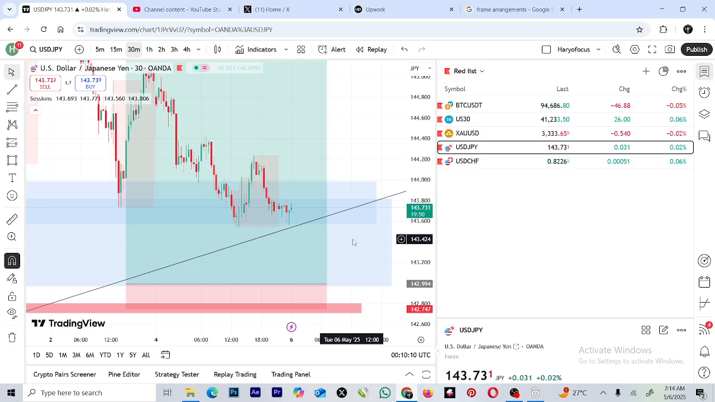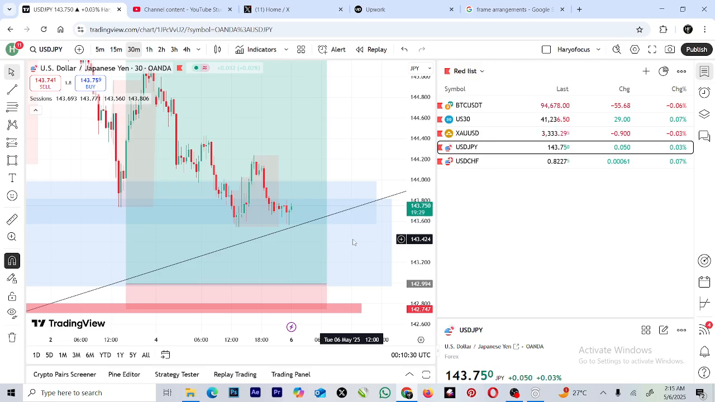Support and resistance. As we all know, we only have support and resistance markets. You can call it support and resistance or demand and supply. If you hear demand and supply, it's still the same thing as support and resistance.